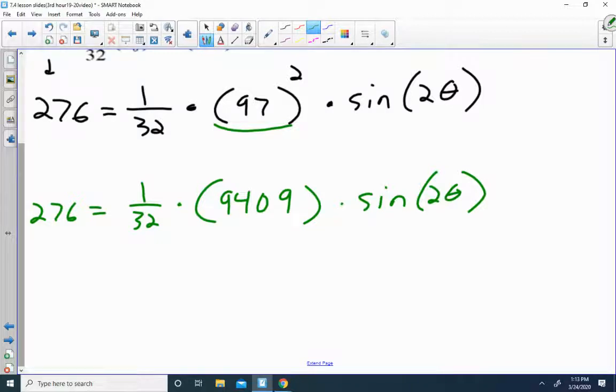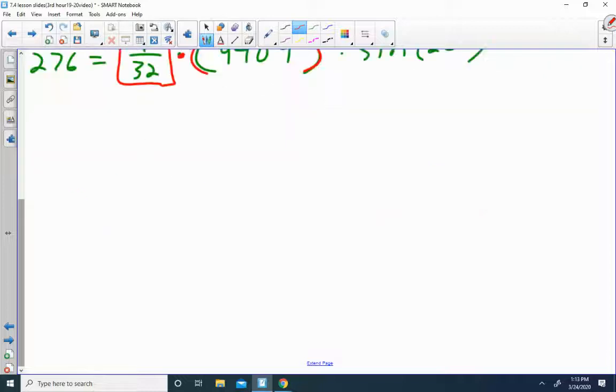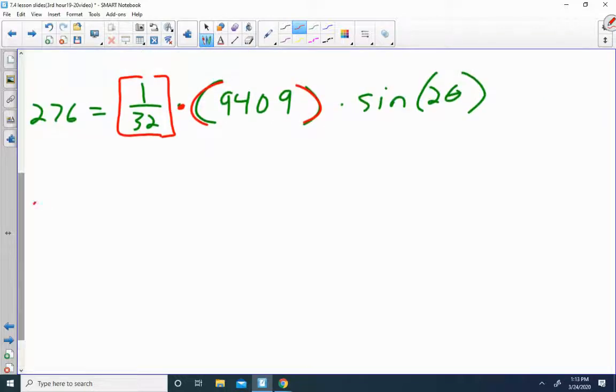And another way I can further simplify is I'm going to do 1 divided by 32, and multiply that by 9409 to help simplify the problem. So 276, and if you do 1 over 32 times 9409, you should get 294.03125. I did not round that. Please, please, please do not round that.